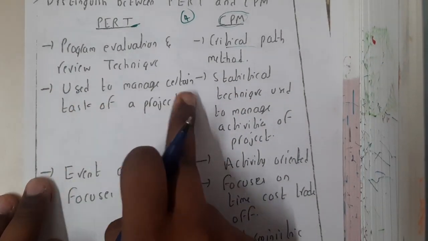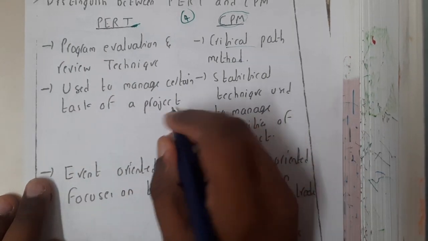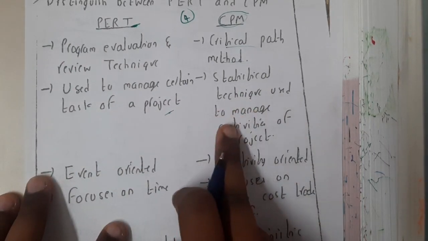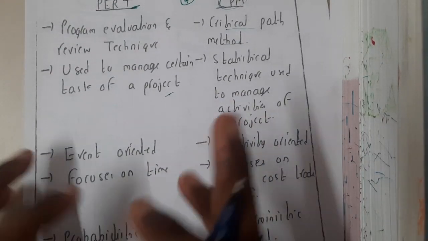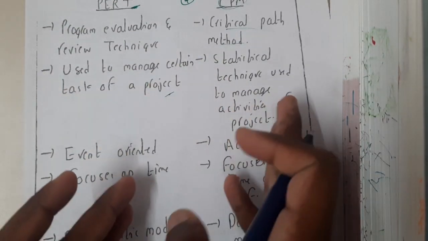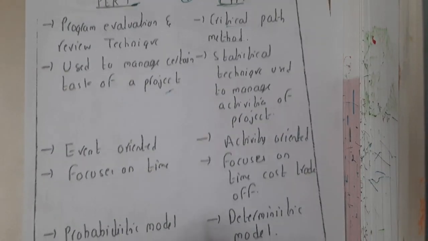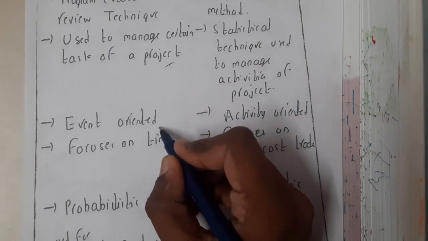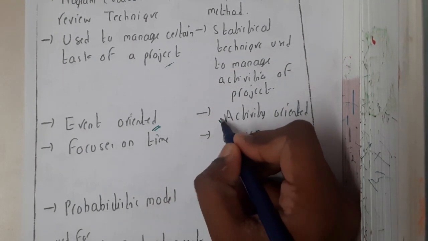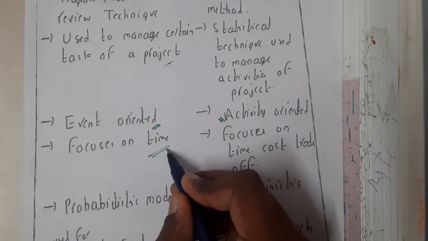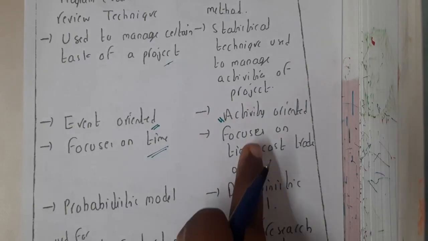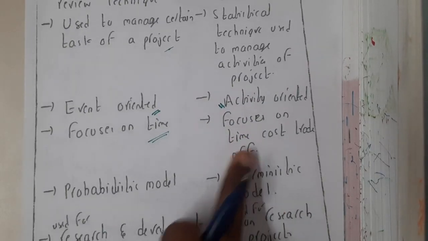So it is used to manage certain tasks of a project. CPM is a statistical technique used to manage activities of a project. Here you are managing the tasks and here you are managing the activities, and this is for certain and this is for all. This is event oriented and this is activity oriented. It focuses only on time, whereas the other focuses on time as well as the cost.